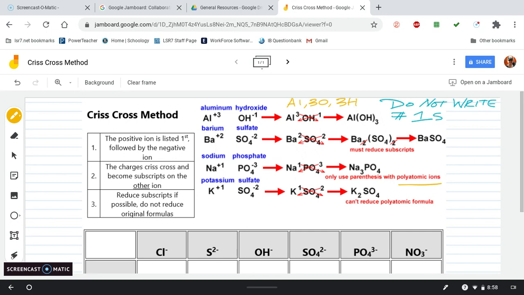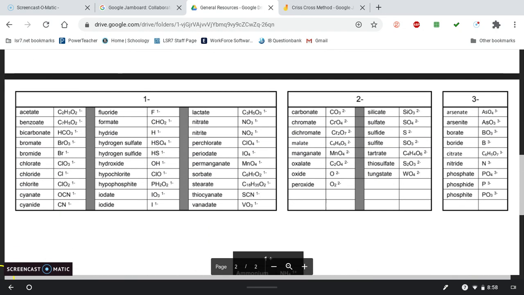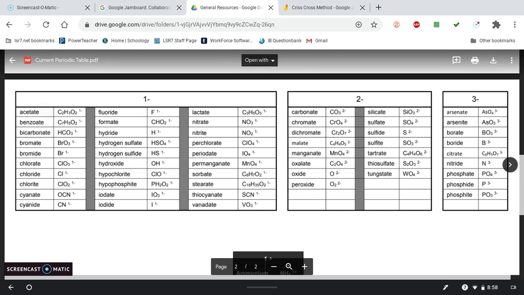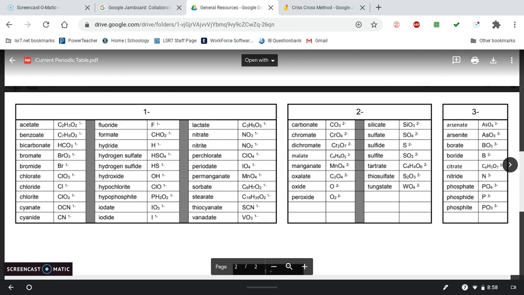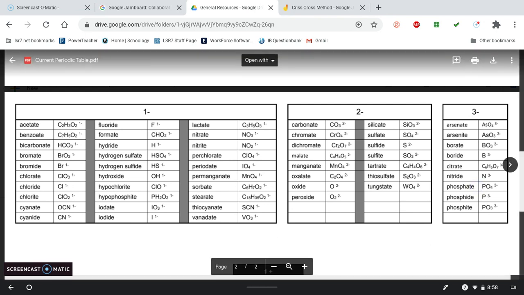If we take a look at our periodic table, on the back here, see all these things? A lot of these are not on the periodic table. The very first one in the upper left corner is acetate, C2H3O2. It's a group of things. Over here, the -2 is carbonate, CO3. That's a group of things. And here's the -3s. A very common one is phosphate, PO4 -3. So those are groups, and if you have groups, then you're going to use a parenthesis.